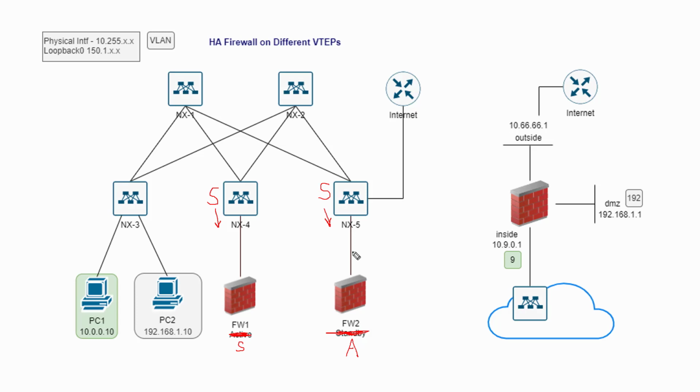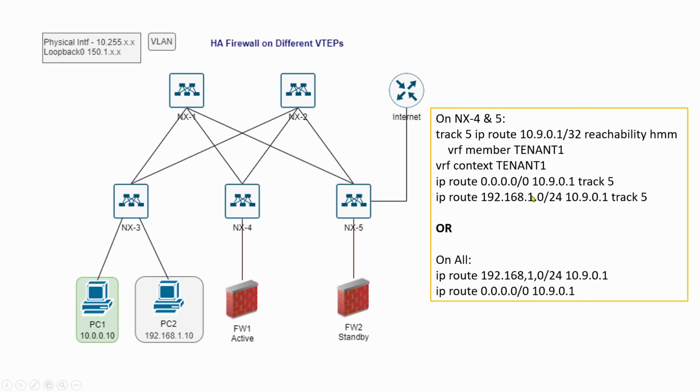And there's a couple fixes. There's 2 main fixes at least. And let's just look at the config for those, which would be this. So one of them you just put on Nexus 4 and 5. What we're basically doing here, a while ago I said the problem is we have static routes that have no knowledge about the firewall state. And here we're going to try to kind of bring those together by doing a tracked route.